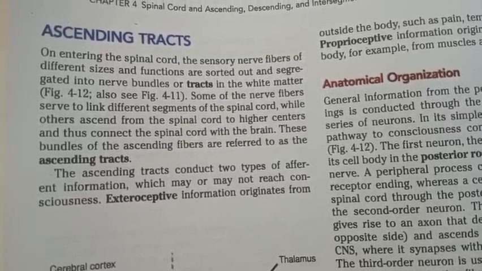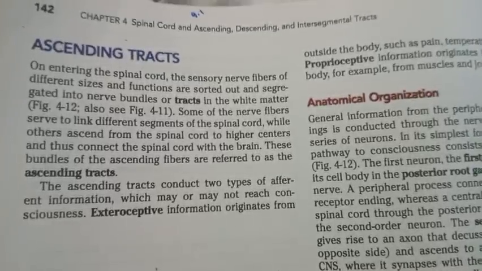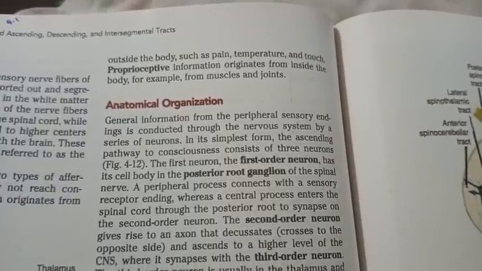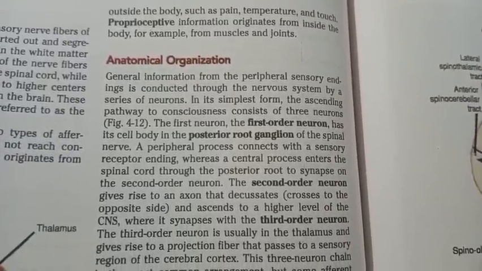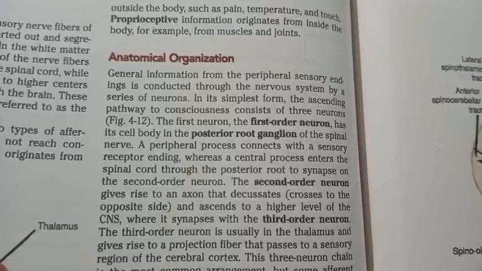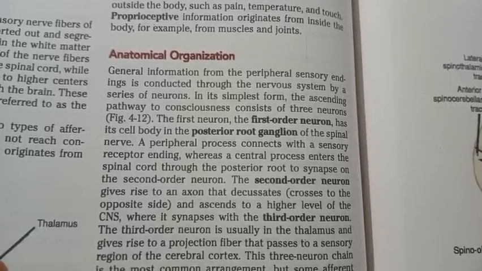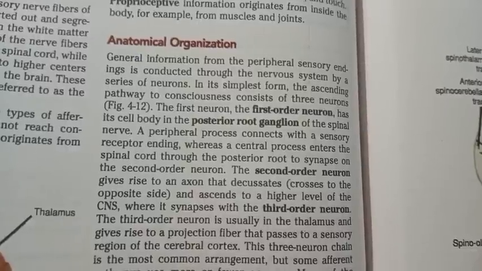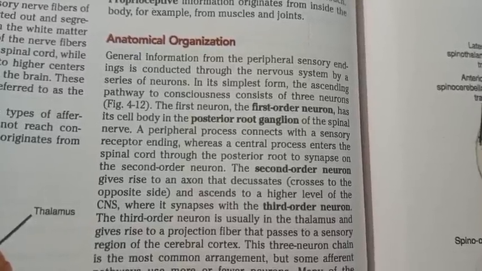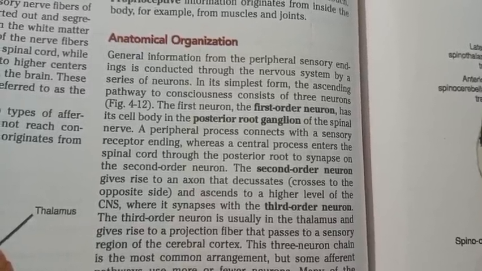The exteroceptive information originates from outside the body. The general information about the peripheral end is conducted through a series of neurons, and it is the simplest form. The ascending pathway to consciousness consists of these.